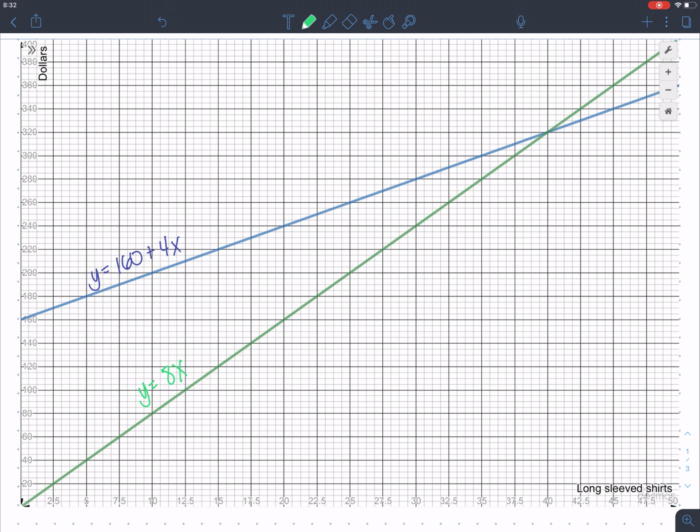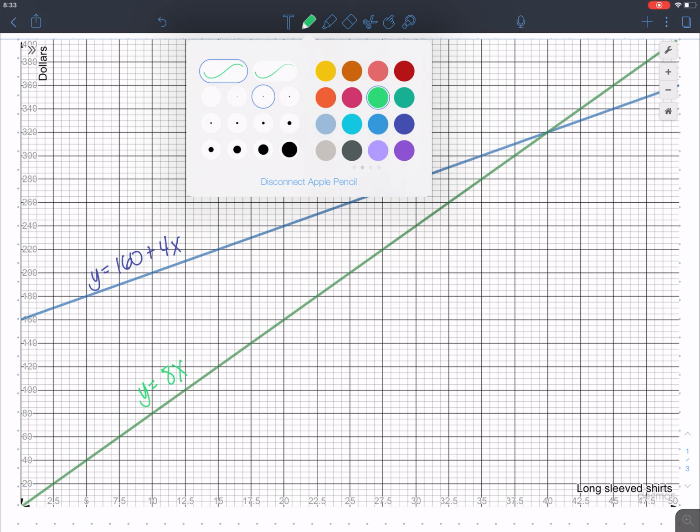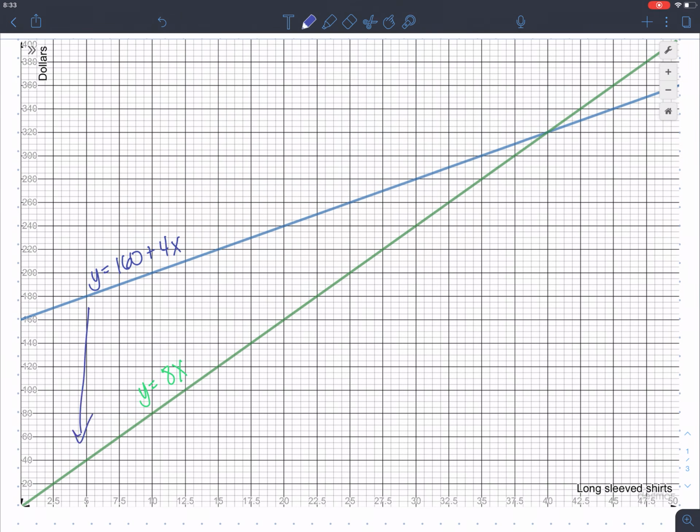So we can determine the number of long sleeve t-shirts when the cost is greater than the income. So my cost is this line, and my income is the green line. So this represents the shirts on the bottom, long sleeve shirts. So when I have 5 shirts, my income is only going to be $40, but my cost for 5 shirts is like $180. So my cost is way higher than my income here. So there's a huge difference there.